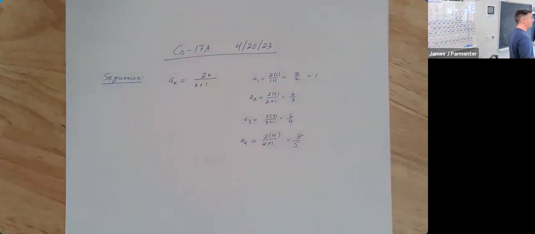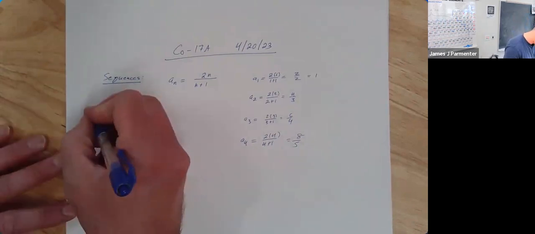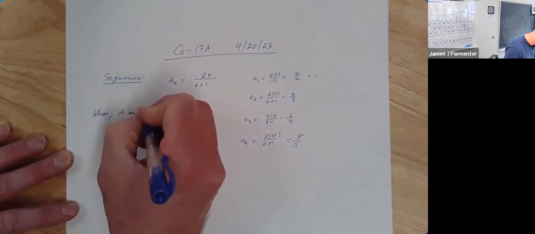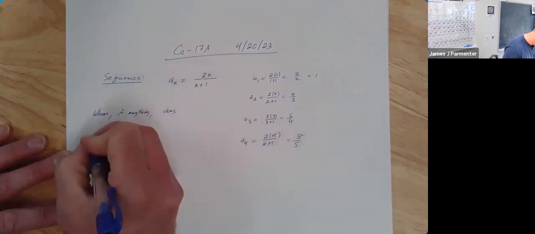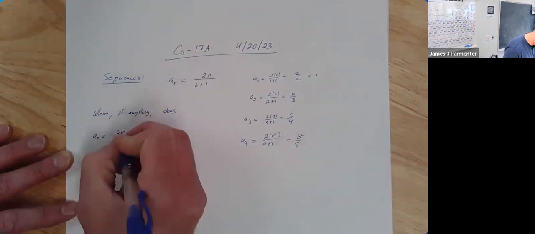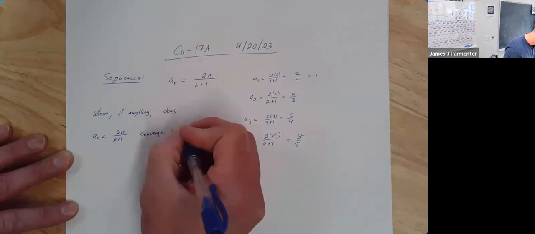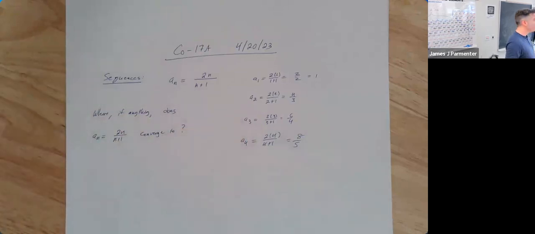Most of the time, what we actually care about when you're talking about a sequence is what does the sequence converge to? What, if anything, does a sub n equal to 2n over n plus 1 converge to? What we're really asking here is about the behavior of this formula or this sequence as the inputs, as the n's get really, really large.